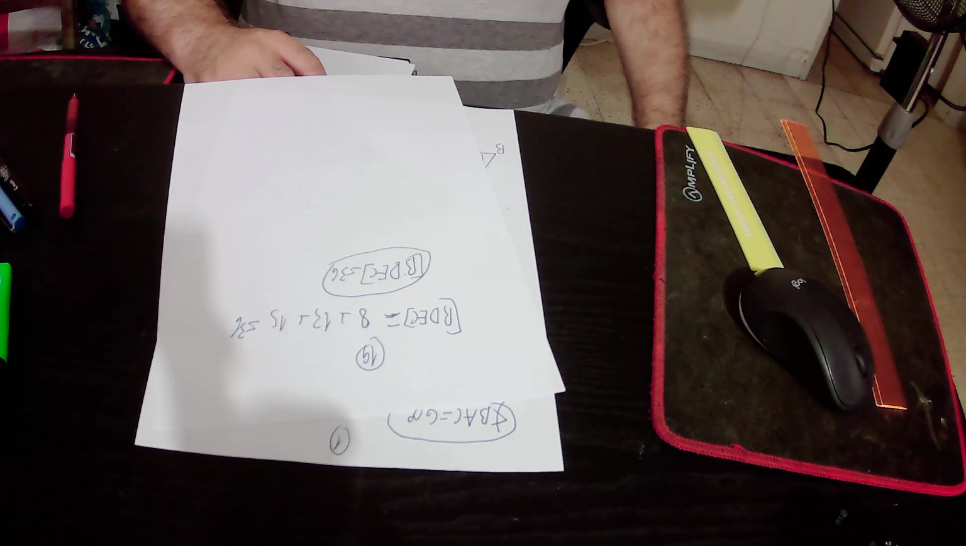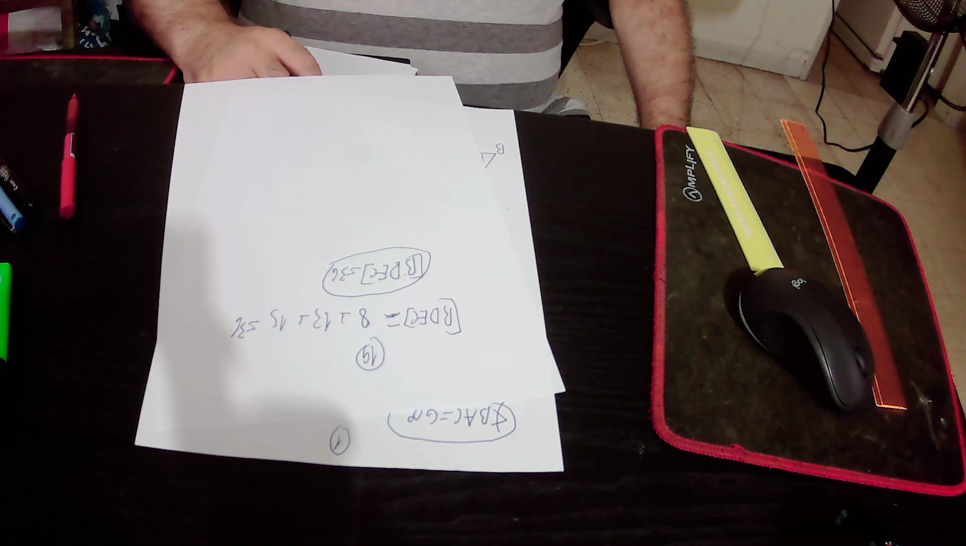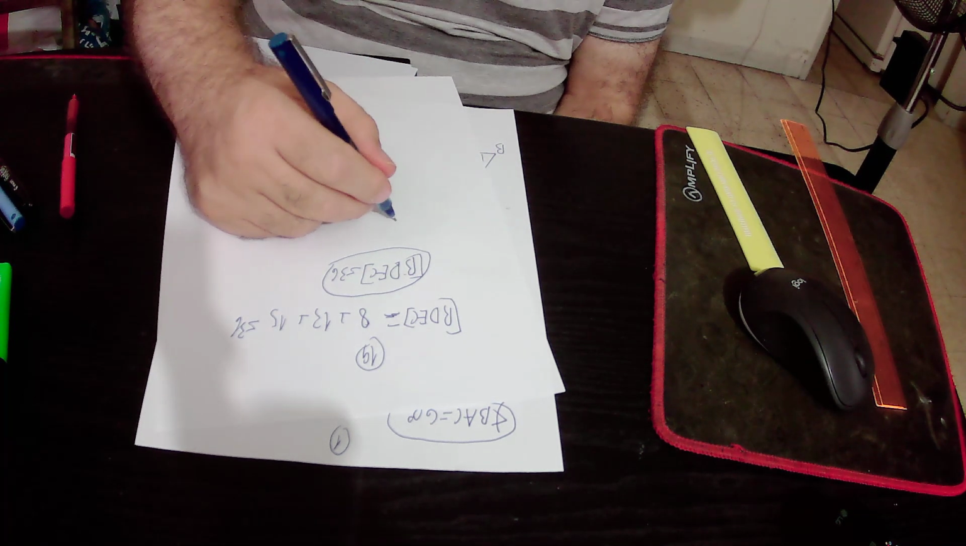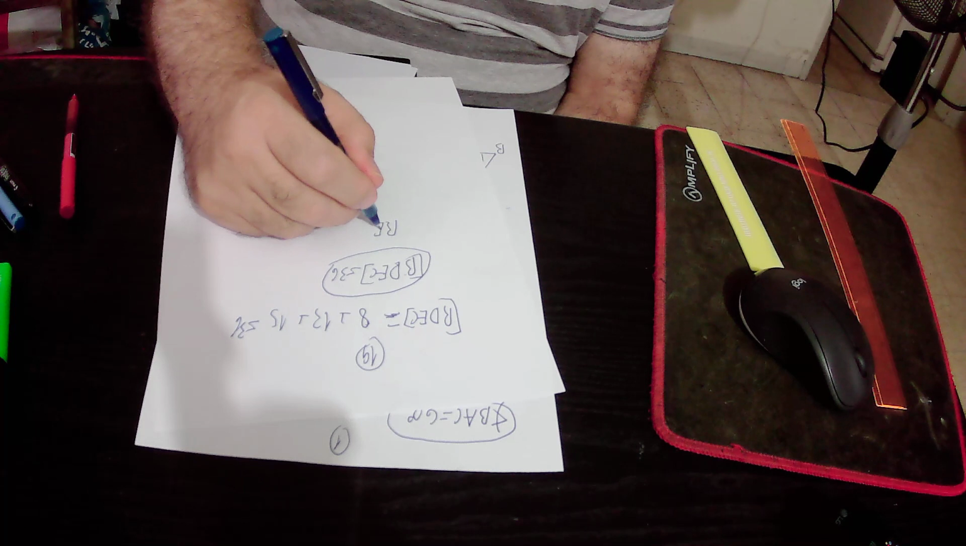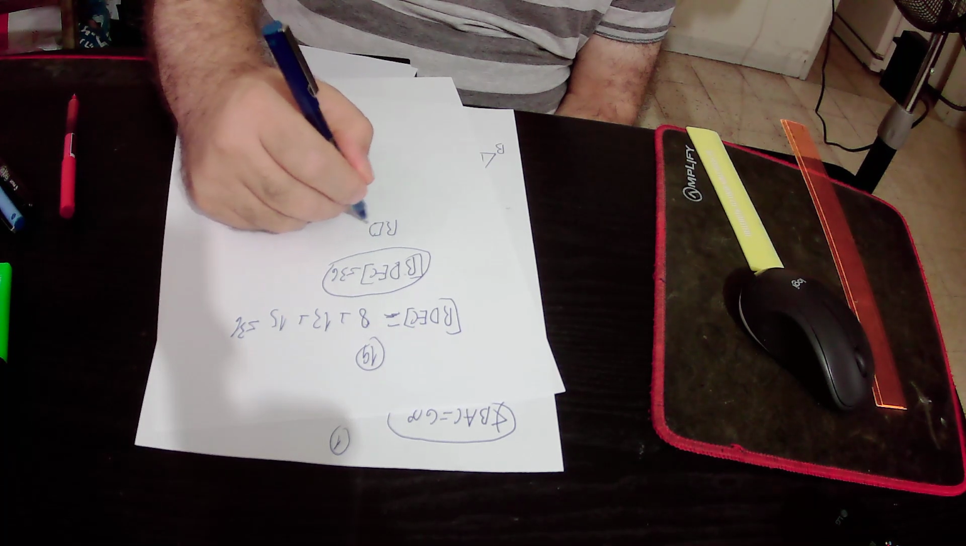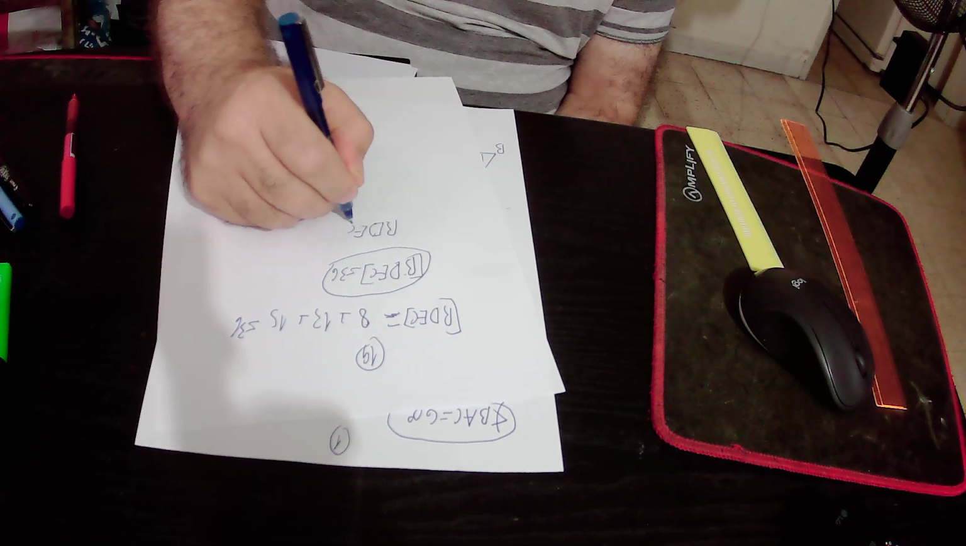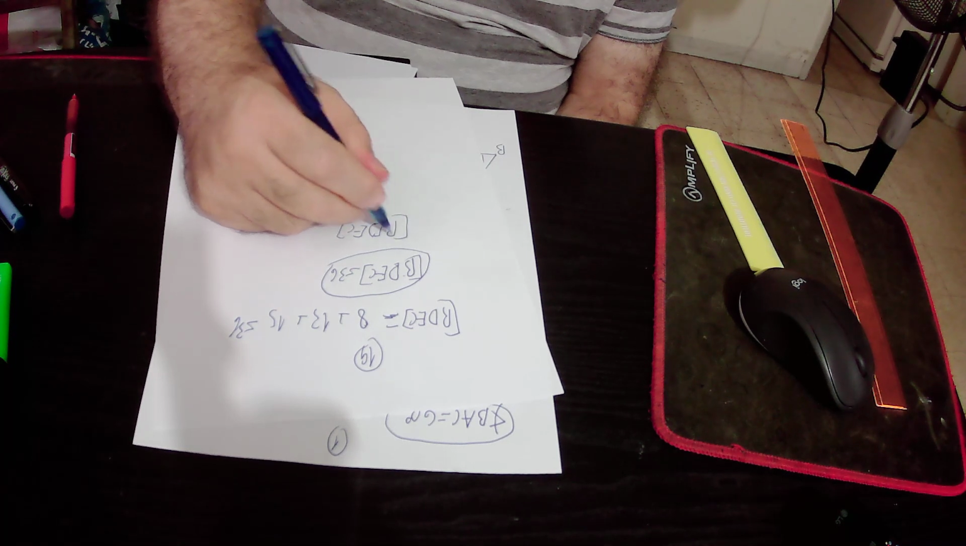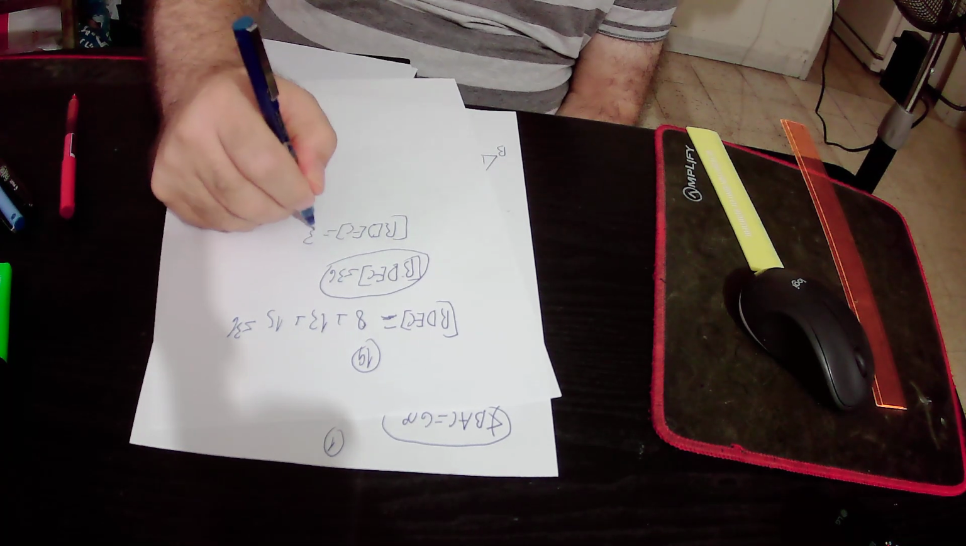But we have already found out that the area of quadrilateral BDEC is equal to 3 times the area of triangle ADE.